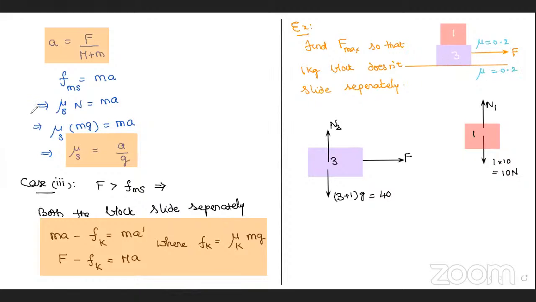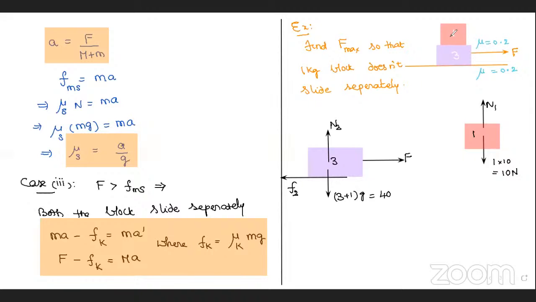Why? Because it is not smooth, what I explained in the theory. Friction is applied, so the friction on the 3 kg block opposes the motion in this direction. This is friction. Since it is N2, I take it as F2. Okay?